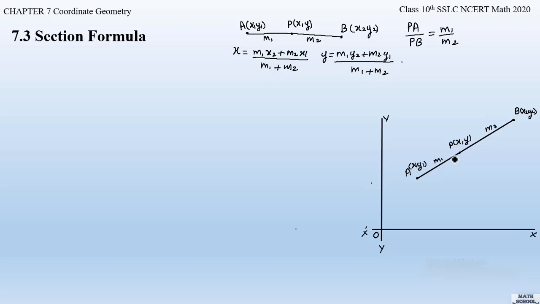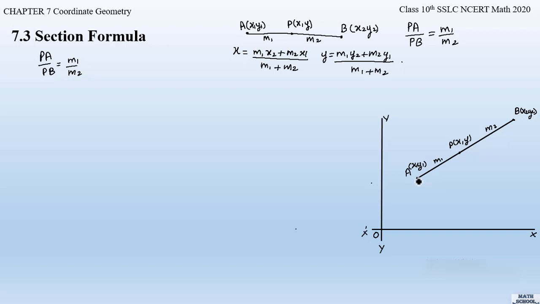In your textbook there is also an example given. Please go through that example also so that you will have a better understanding of what I am going to teach you here, how to derive the section formula. Since point P divides the line AB in the ratio m1 is to m2, we can write PA by PB is equal to m1 divided by m2.